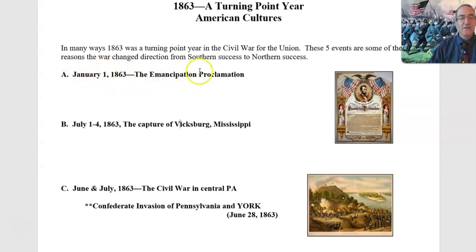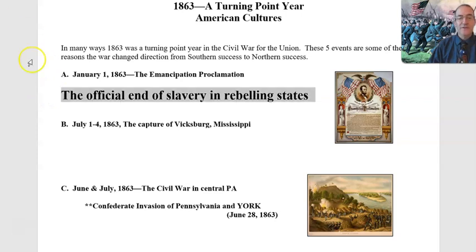January 1st, 1863, the Emancipation Proclamation is issued. Here's what I'd like you to put on your paper. Can you put on here, this is the official end of slavery in the rebelling states. Now, slavery was not one of the causes of the war at first. Well, by now, by 1863, January 1st, it is. Abraham Lincoln signs the Emancipation Proclamation.